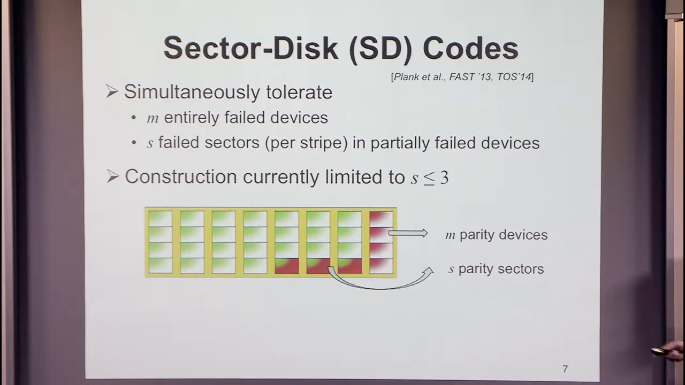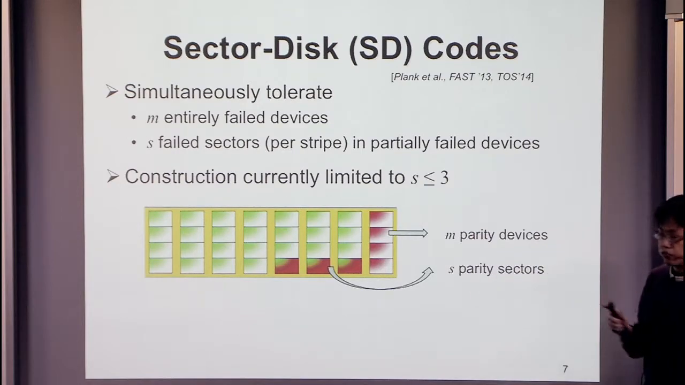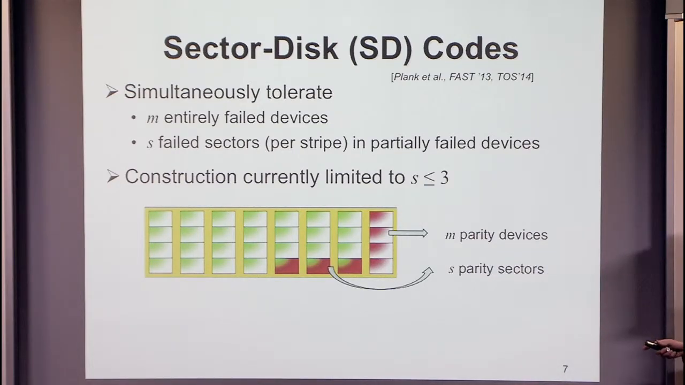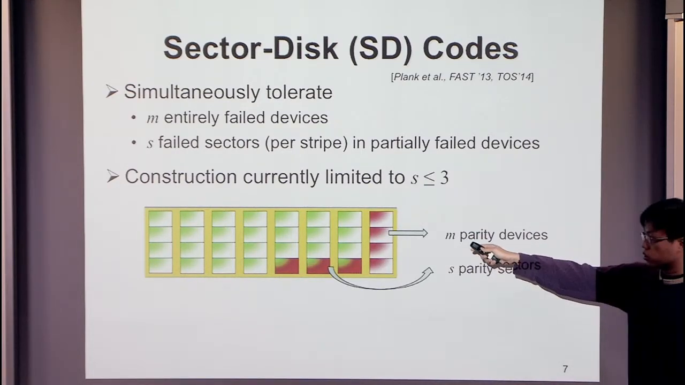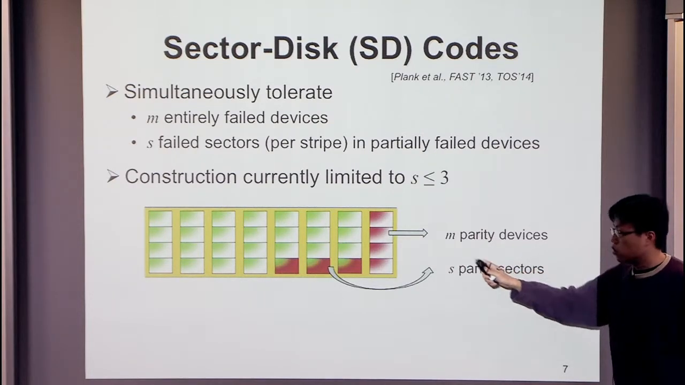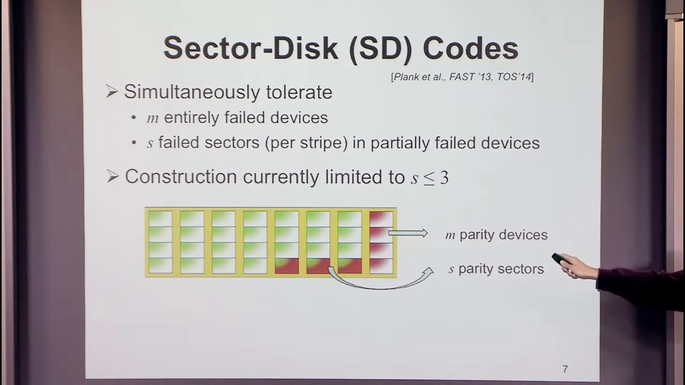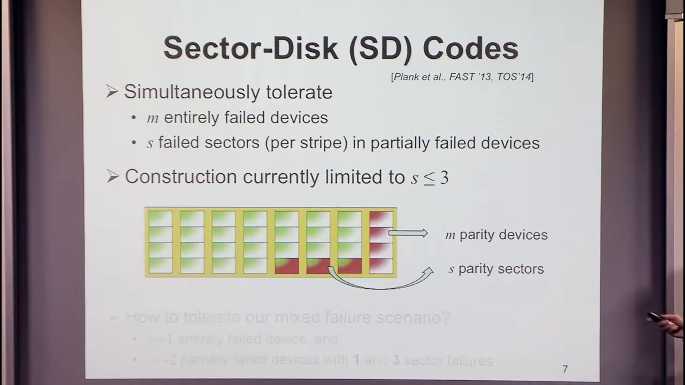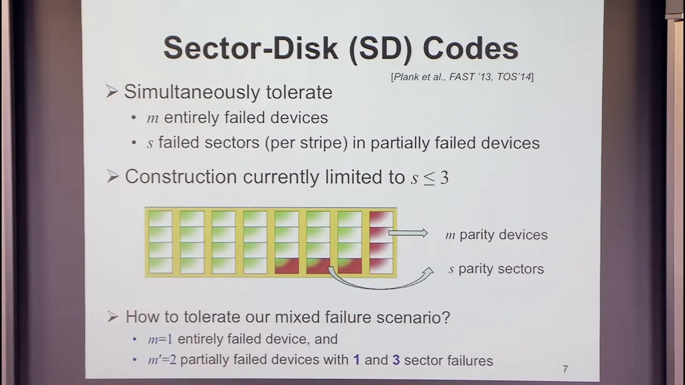So what that means is, let's say you have the device fails, and in addition to that, any S set of failures happen in this stripe. So they can still be protected by these S parity status. And currently the construction will be limited to S less than or equal to 3. I'll explain a little bit why is the case in a moment. So the question is, now go back to our worst case scenario. What should we do if we want to?